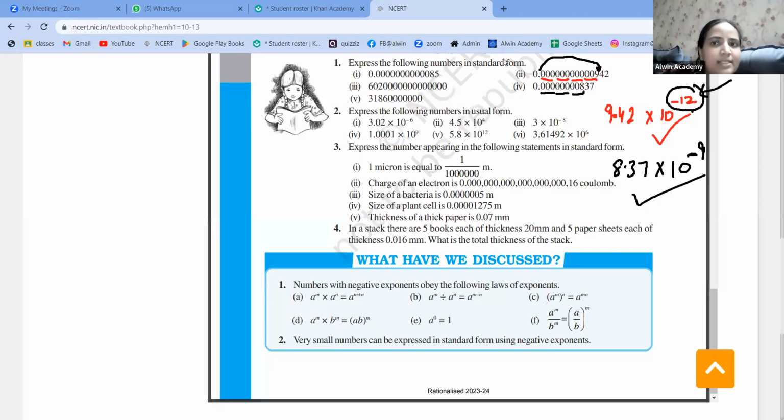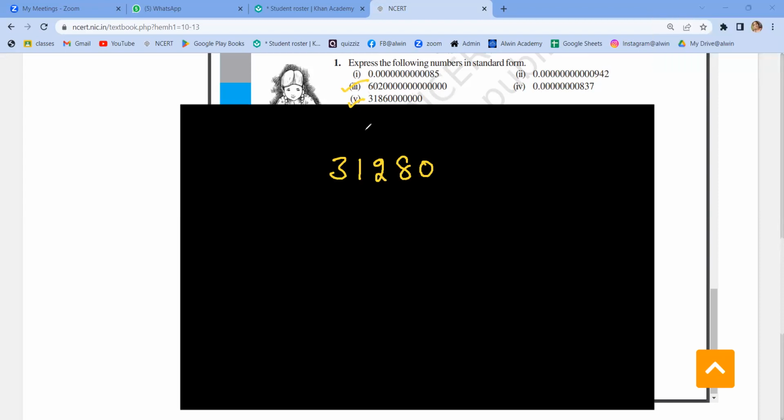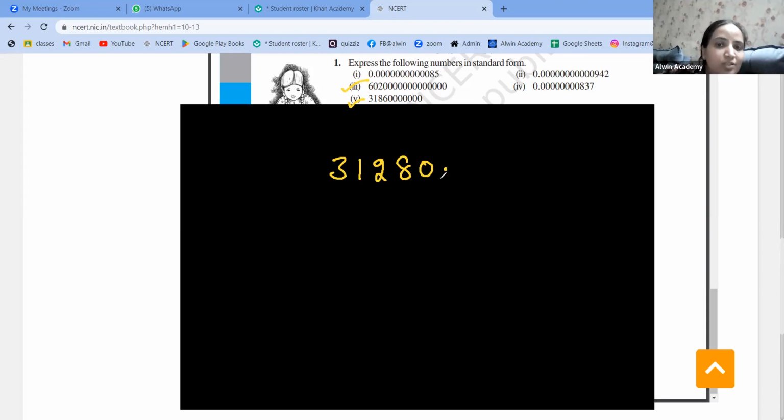Now we will be discussing the second type of question here. That is the 5th part. And the third part. Before these complicated numbers, I'll take a small number like 31280. We need to change this into standard form. How will we do that? To do this, we need to see where the decimal is first. The decimal is at the end because you cannot see it. That means it is 31280.0. So it is at the end only, right?